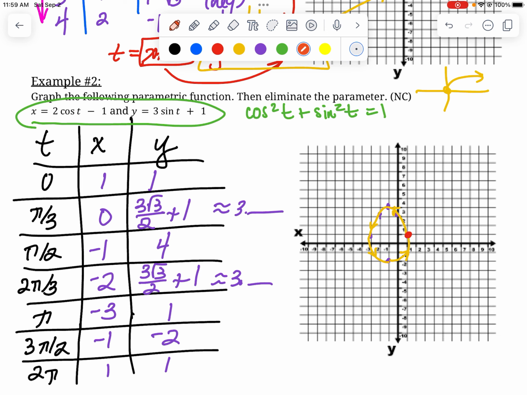And so here, if I isolate for cosine of t, I'd add the 1 and divide by 2. And that would give me an expression for cosine of t, and then this square is going to still be there. All right, here, if I isolate for sine of t, subtract the 1 over, so I have y minus 1, and then divide both sides by 3.